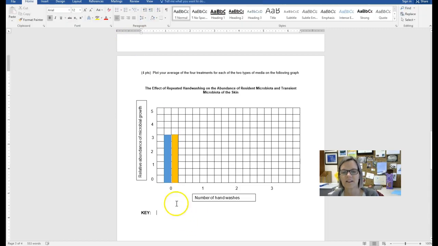Okay, so one of these are residents, one of these are transients. Remember to build yourself a key so I know what you're talking about. So let's say the blue, and then you might want to type in there somewhere that the blue are your residents, and then you're going to make a little yellow square and put that's your transients. So you want to graph your data so you can see, do they stay the same, do they drop off, or do they increase over our number of hand washes.